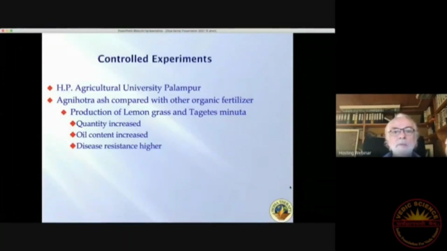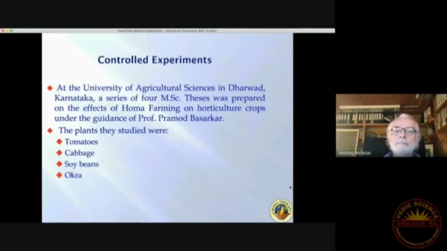Then a lot of work was done at Agriculture University in Palampur, Himachal Pradesh. Agnihotra ash was compared with other organic fertilizer, and then they tested it on lemongrass and Tagetes minuta. And with Agnihotra ash, quantity increased, oil content increased, disease resistance also was higher.